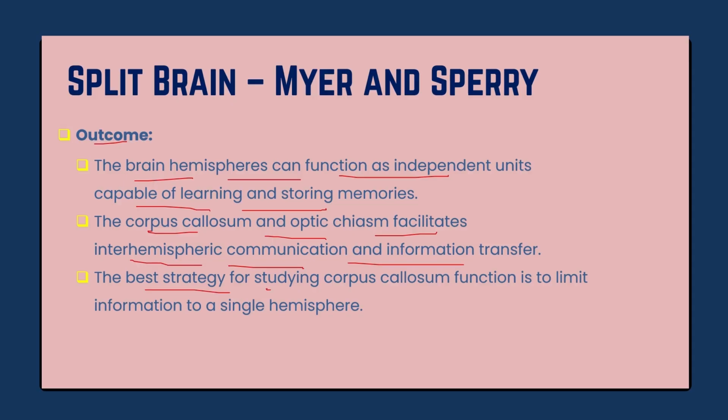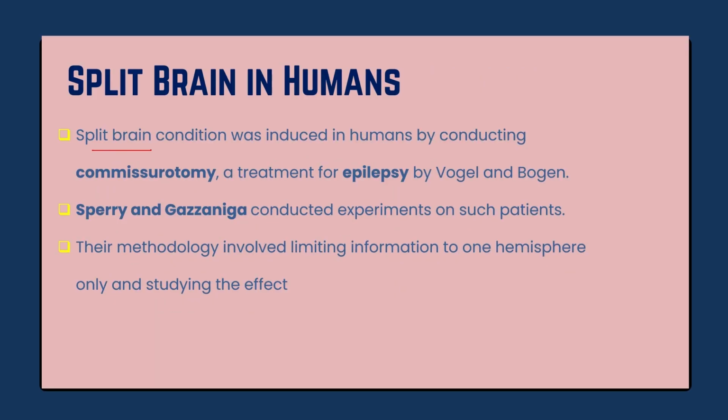The best strategy for studying corpus callosum function is to limit information to a single hemisphere, right? So if you limit the information only to a single hemisphere by closing one eye or closing one ear, you will be able to keep that information from passing on to the next hemisphere, because there is no connection between the left and right hemisphere in split brain patients, right? So now after studying split brain in cats, Sperry moved on to studying split brain in human patients. The split brain condition was induced in humans by conducting commissurotomy, a treatment for epilepsy by Vogel and Bogen.